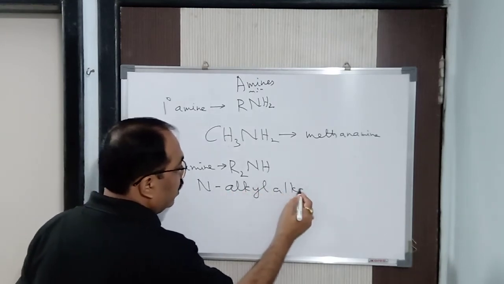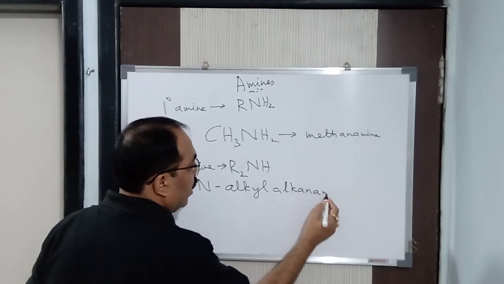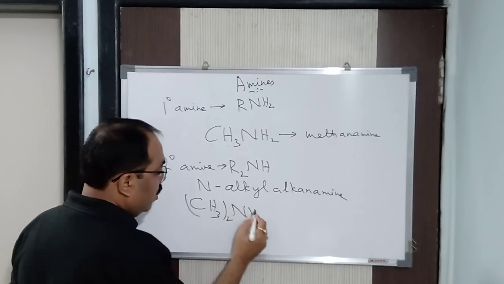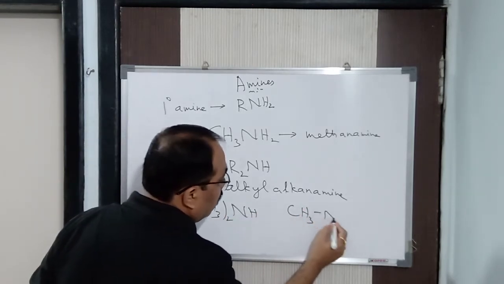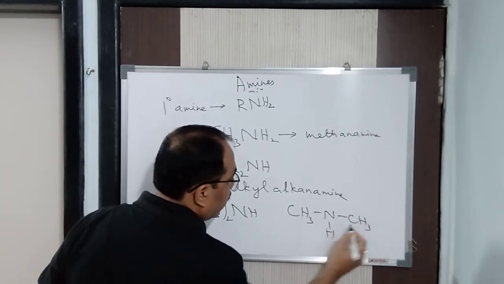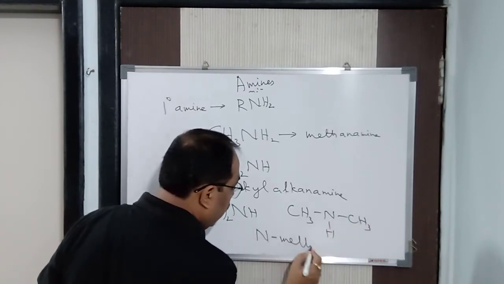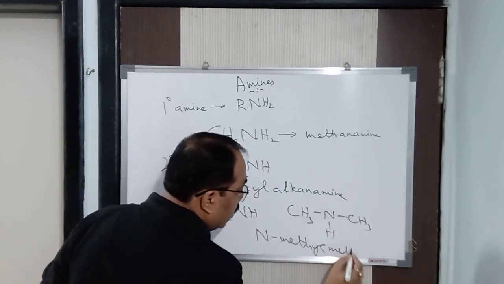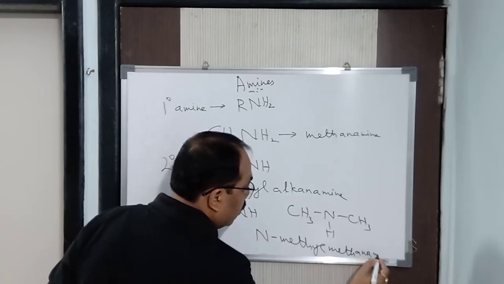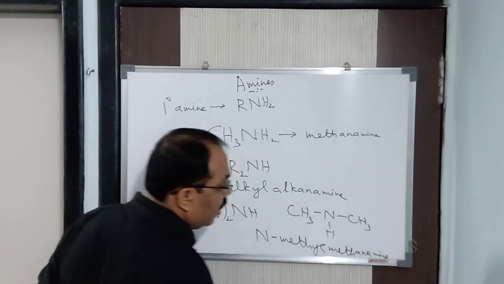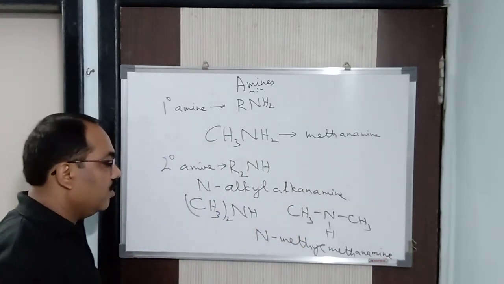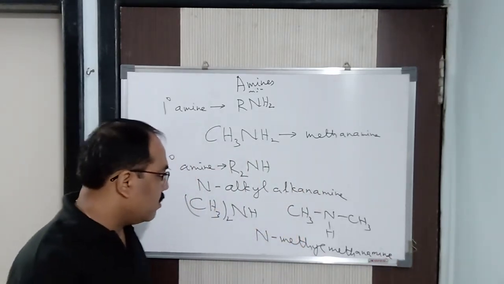For example, if you have CH3 whole twice NH, you can write the structure as CH3NH-CH3. What is the name? It is N-methyl methanamine. Clear? This is your secondary amines.